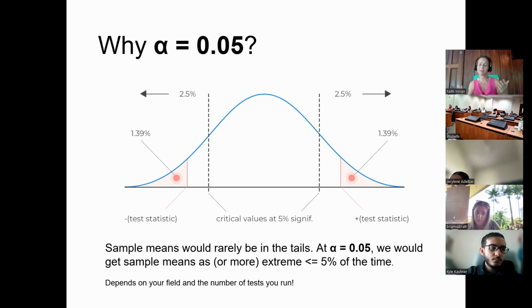Why not smaller or bigger? Why not 0.1, like 10% of the time? Why not 0.01? Again, it depends on your field, it depends on your data, but this is what we normally use.